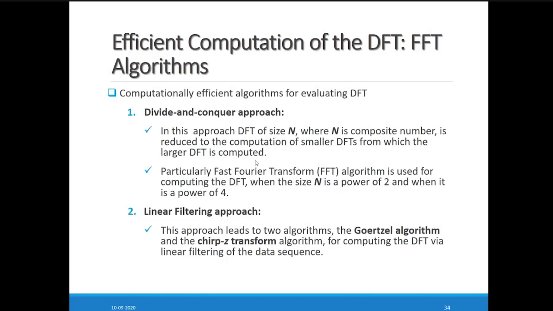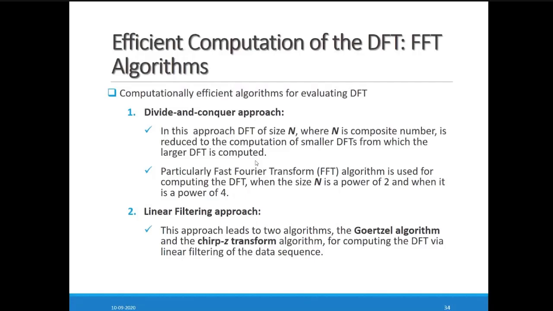The second approach is the linear filtering approach. This approach leads to two algorithms. First is the Goertzel algorithm and second is the Chirp transform algorithm. These are used for computing the DFT via linear filtering of the data sequence. In these two algorithms, instead of directly calculating the DFT, we are doing the linear filtering of the data sequence and finding the DFT. These two separate algorithms come into this category, known as the linear filtering approach.